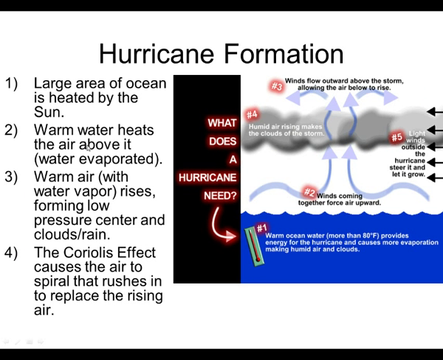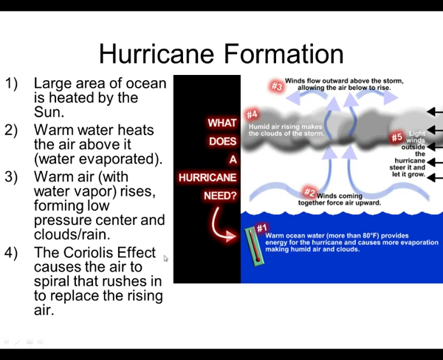So the first stage in the formation of a hurricane or tropical cyclone: a large area of the ocean is heated by the sun. You probably need to pause the video to write down these steps. So first step, large area of ocean is heated by the sun. Second step, the warm water heats the air above it and evaporates some water into it. That warm air rises, making low pressure and rain, the clouds that we see as the hurricane. The Coriolis effect then causes the air to spiral in that rushes in to replace the rising air. We're going to go over what Coriolis effect means here on the next page.